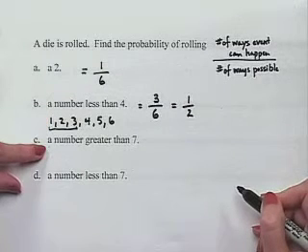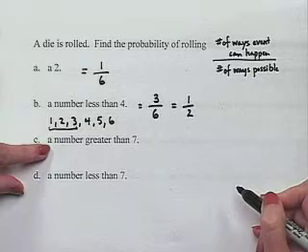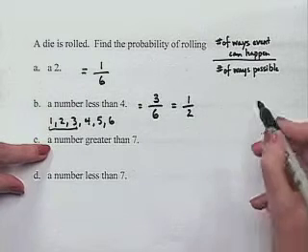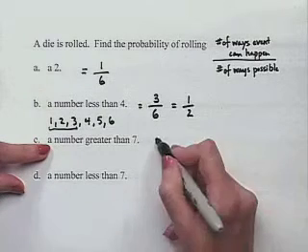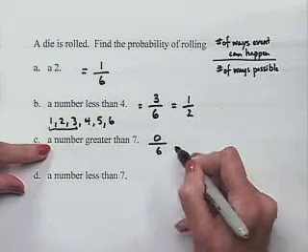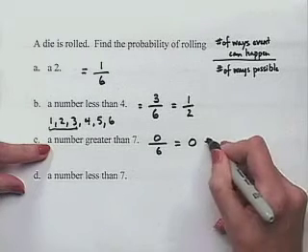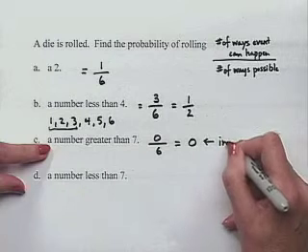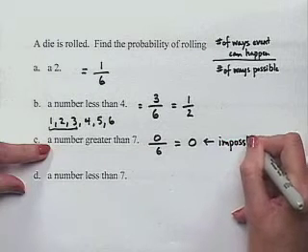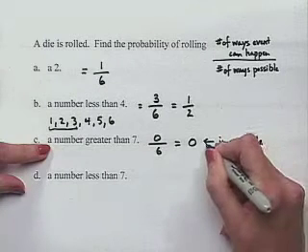What is the probability of coming up with a number greater than 7? Well, how many ways can we get a number greater than 7? There are 0 ways out of 6 possible, so therefore that's equal to 0. Notice that if we come up with a probability of 0, this is an impossible event. That's what that signifies.